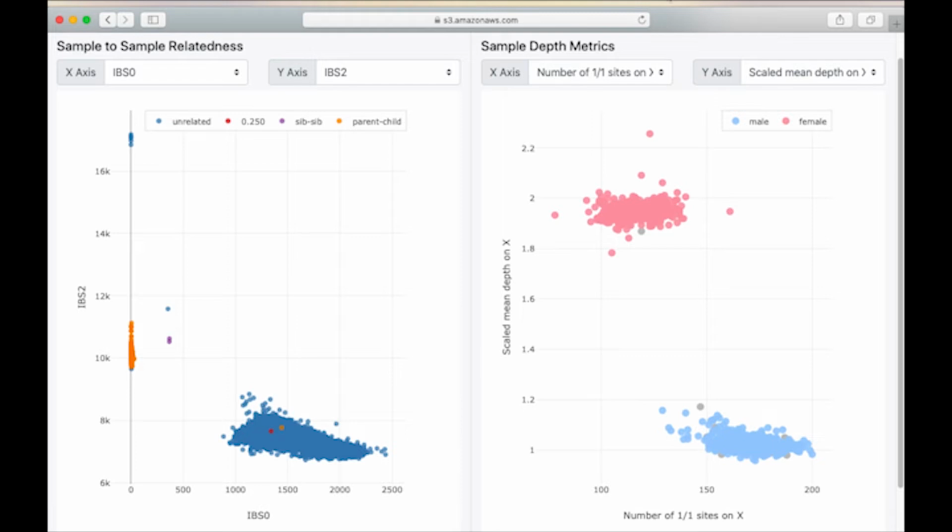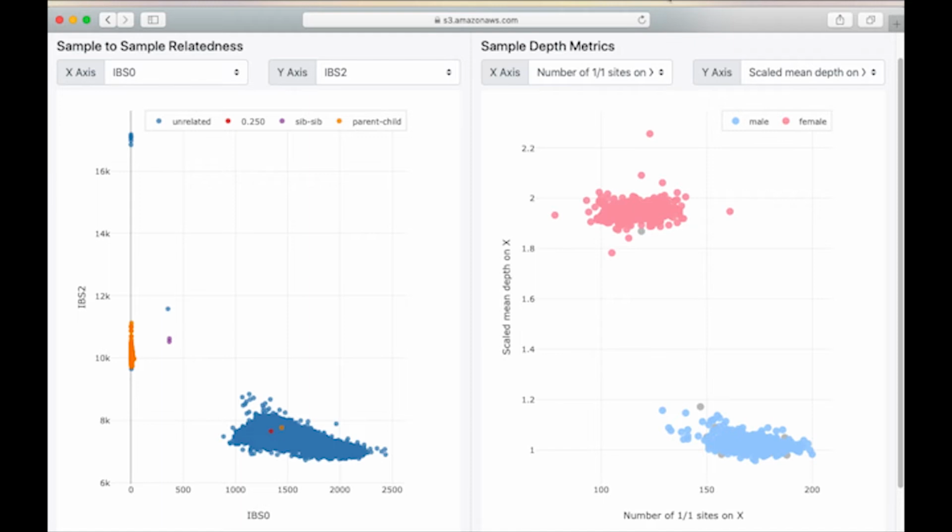As expected, female-labeled samples cluster with a normalized depth of 2, and male-labeled samples cluster at 1. Male-labeled samples also have more homozygous alternate alleles on the X. New plots can be dynamically generated by changing the axis values from the drop-down boxes.